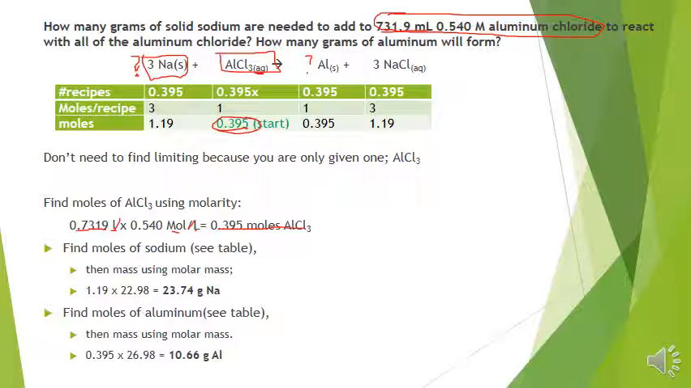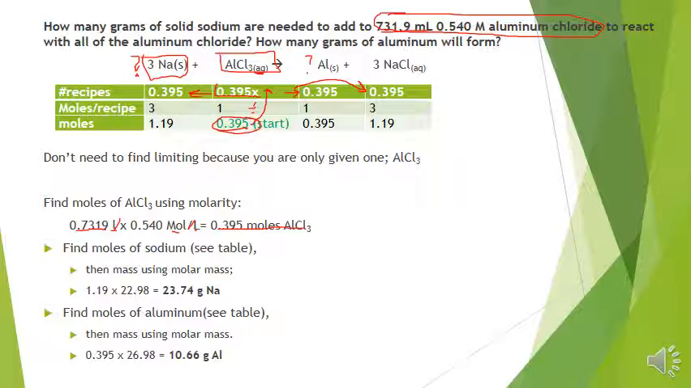Okay, so what I'm going to do now is find out how many recipes I can make from that. Divide that by 1 mole per recipe, and that means I can make 0.395 recipes, and I put those here. You're only given one of the reactants, so you don't have to find the limiting reactant. All right, and so you bring this number all the way across.